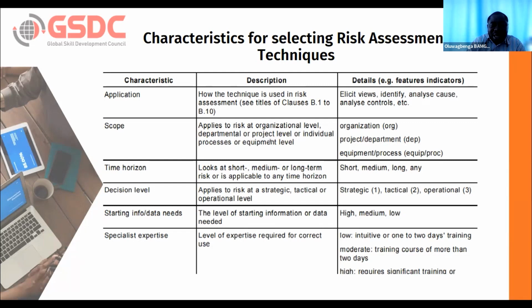Then you also look at another characteristic around specialized expertise, the level that is required. For example, if you need to do FMEA, like somebody rightly mentioned, in the chemical industry, most definitely you need somebody that is skilled around that area to help you with such kind of technique. Okay.